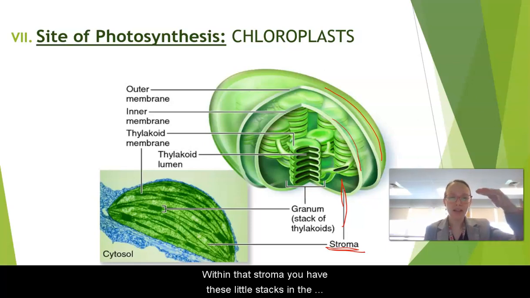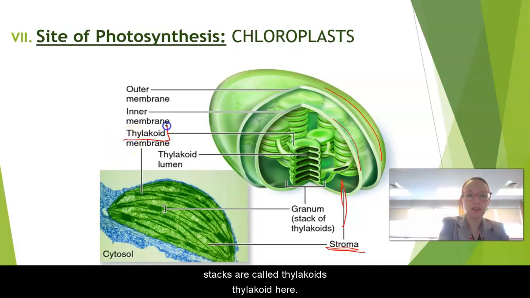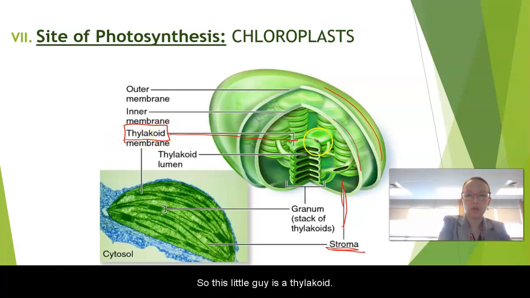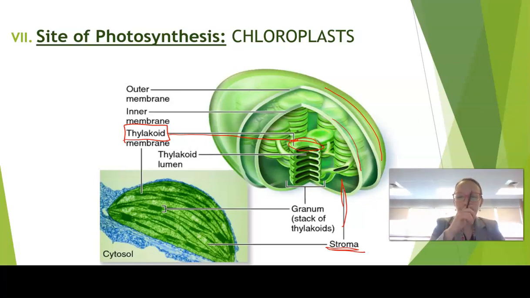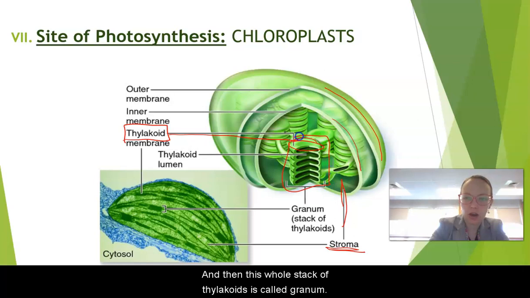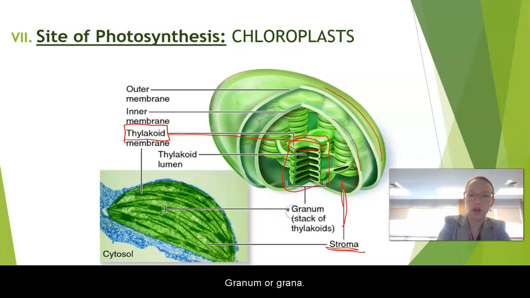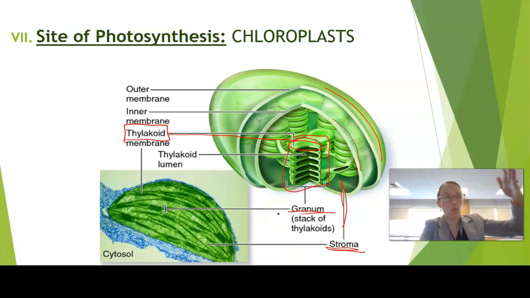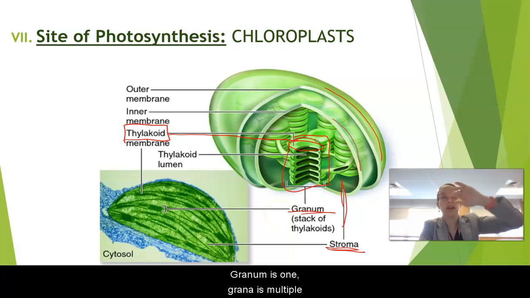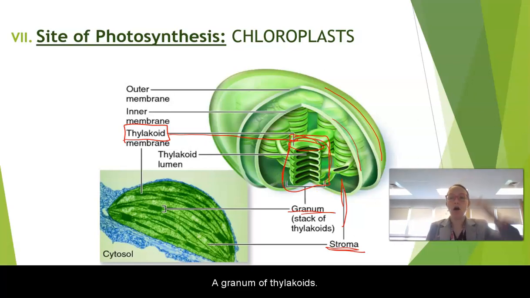Within that stroma, you have these little stacks. And the stacks are called thylakoids. There's a thylakoid here. So this little guy is a thylakoid. And then this whole stack of thylakoids is called a granum, or grana. Granum is one, grana is multiple. I said it backwards. So here we have a granum of thylakoids. So it looks like coins, right? So maybe that helps: thylakoids, like coins in a stack. That stack is a granum.